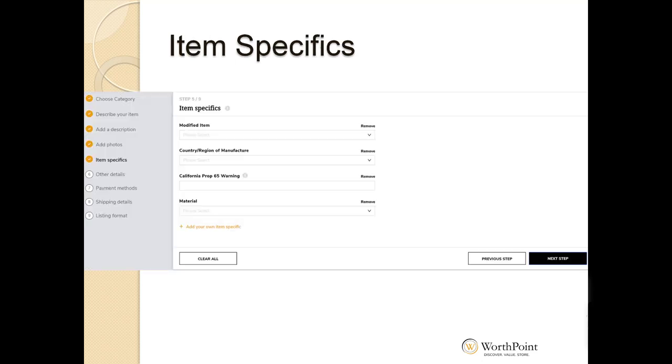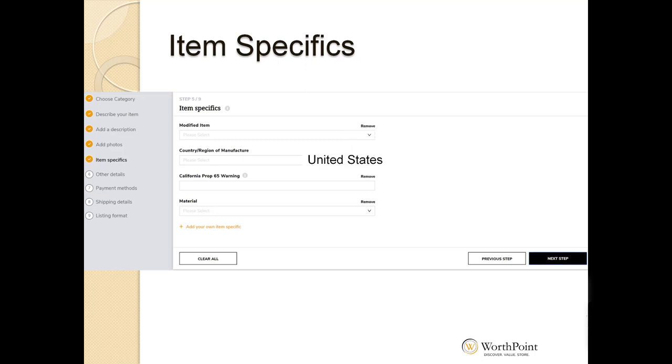And then you're going to go to the item specifics. Now, as an experienced eBay seller, we know how important item specifics are. WorthPoint has the tools for you to add your own item specifics, and then you can just kind of work yourself through the list. Modified item, has it been modified? Has anybody modified this mug? No.